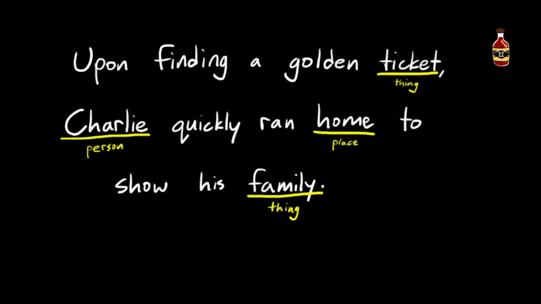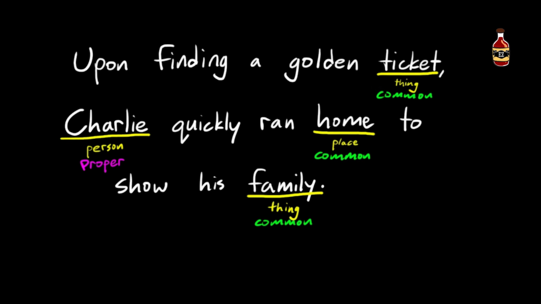Three of those are common nouns. Ticket, home, and family, because they're general. They're not the Addams family. But Charlie is a specific person. So he's our proper noun here. So we have one proper noun and three other common nouns. And that's it for this sentence.